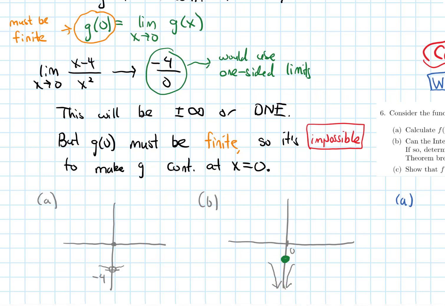Whereas with part A, I can. I would define f of 0 to be -4. That would make it continuous there.